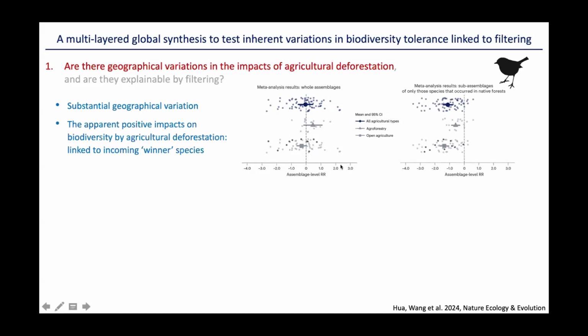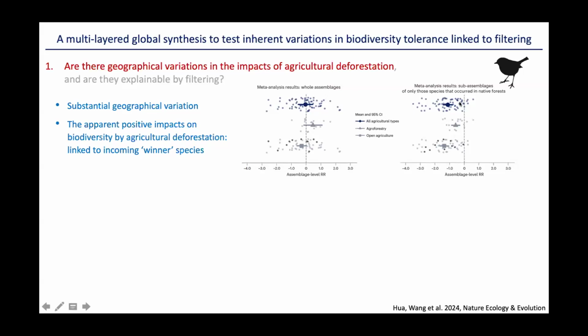A further look revealed that the apparent positive impacts on many assemblages, as shown in the figure to the left, were actually because of incoming winner species, in the sense that if we remove species in the assemblage that have not been recorded in native forest baselines, then the results would all basically change to the left of 0.